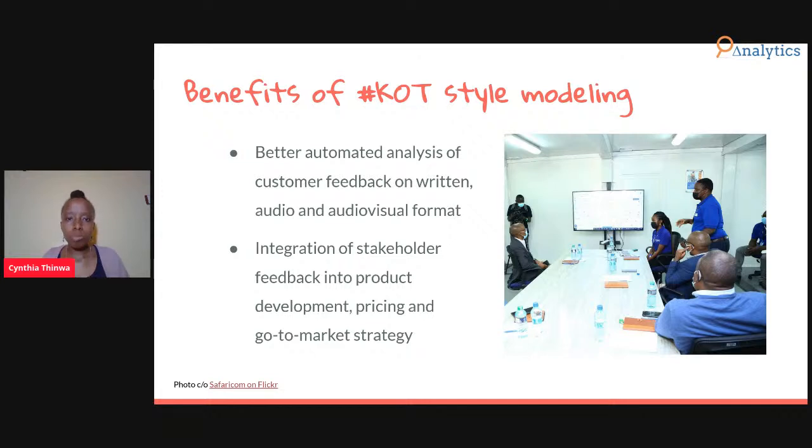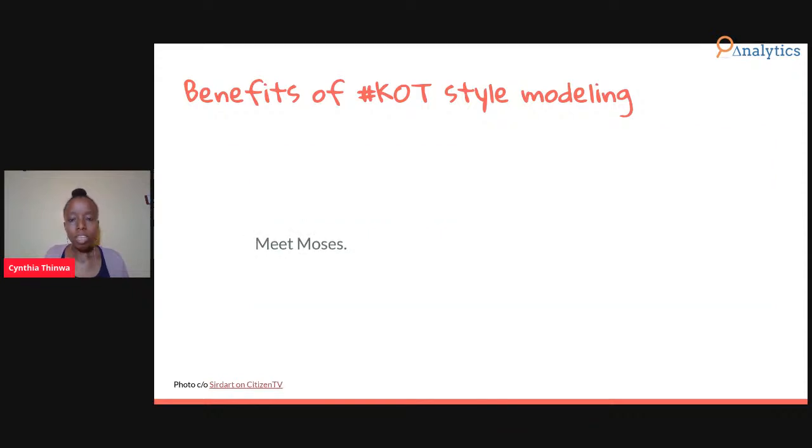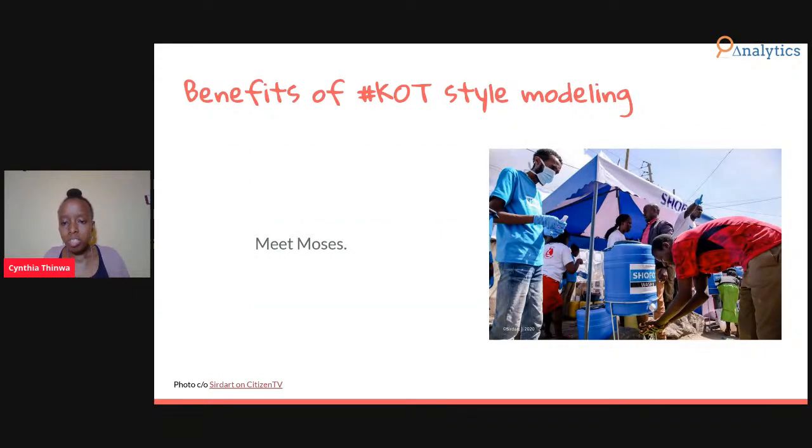And then another benefit is this feedback, not only from customers, but from employees and investors, can be integrated in a more automated manner into product development, pricing, and go-to-market strategy. And thirdly, I would like you to meet Moses. Moses is a community-based worker working with local communities in Kenya in informal settlements. So why would this modeling approach be beneficial for Moses?